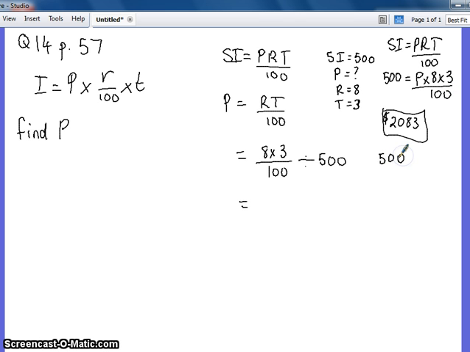$500 therefore equaled P times 24 divide 100. 8 times 3. Riley, you're right with this? Yep. 500 equals, what's 24 divide 100? 0.24. Okay. And we multiplied that by P. That's the rule. Now if we want to get P on its own, what do we do here?